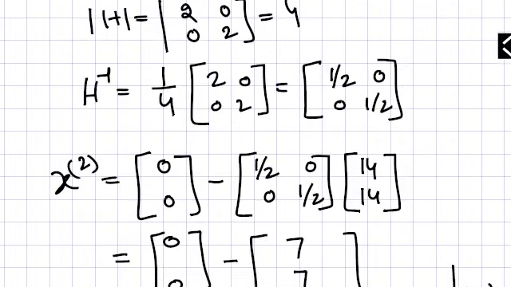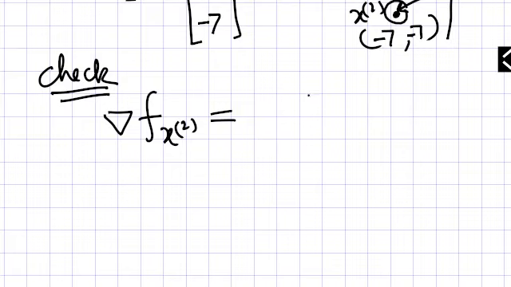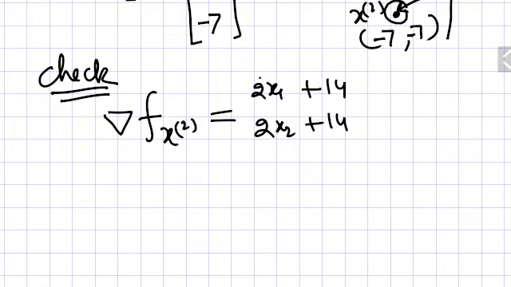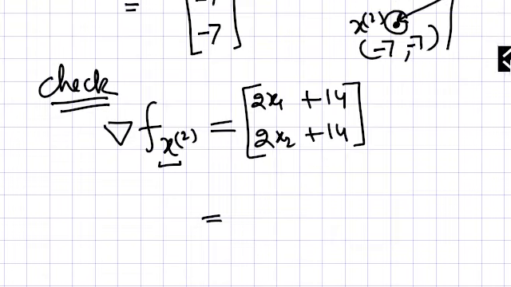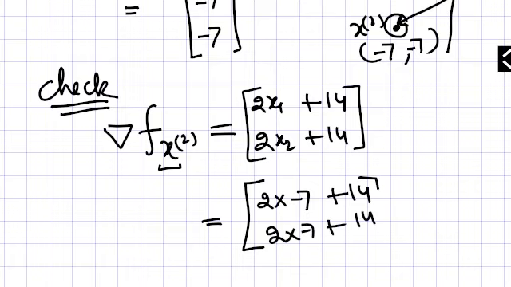The gradient equation was 2x1 plus 14, 2x2 plus 14. So in this equation you put what? This point is -7 and -7. So how will you do that? You just put in -7: 2 into -7 plus 14, 2 into -7 plus 14. So you will get 0 0 gradient.